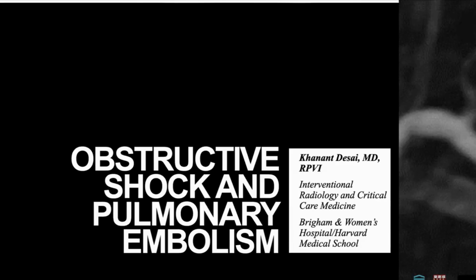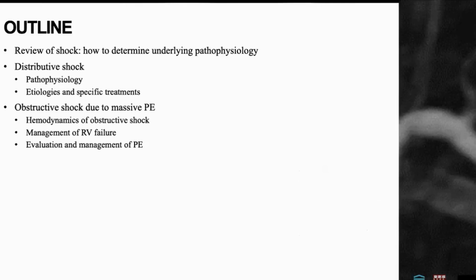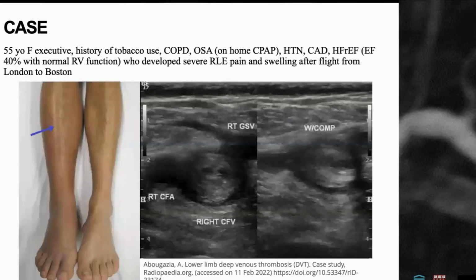So today we're going to talk about obstructive shock. It's kind of a mystifying topic. And pulmonary embolism and how the two relate to each other. So a brief outline here. We're going to do a little review of shock. We're going to talk about distributive shock and what it is. And then we're going to talk about, sorry, not distributive shock. I meant obstructive shock. And then we're going to talk about obstructive shock due to massive pulmonary embolism and kind of the sequelae of that.